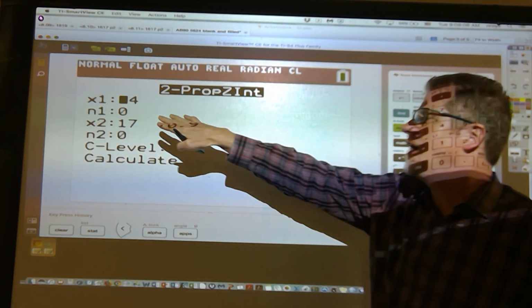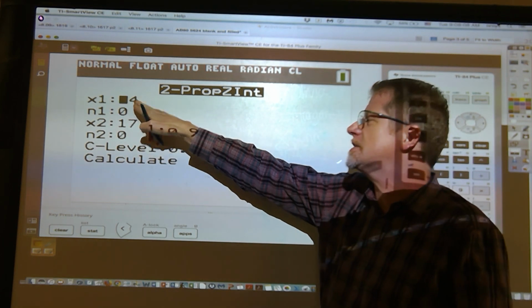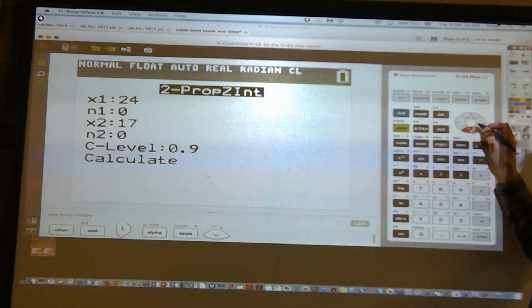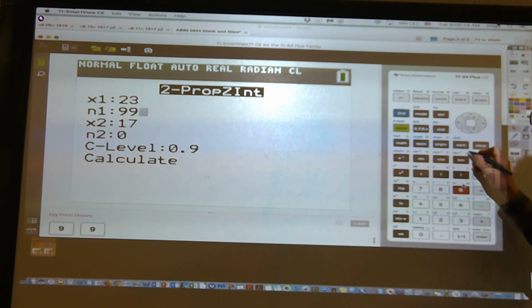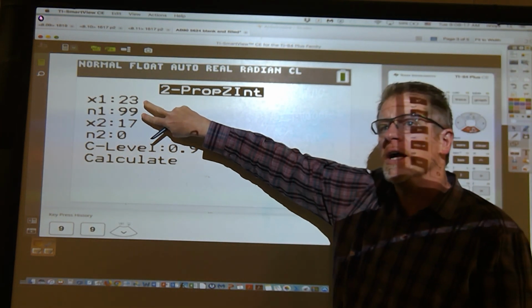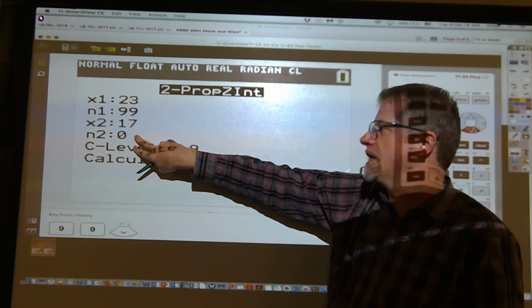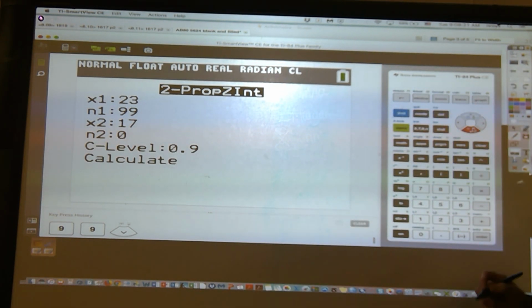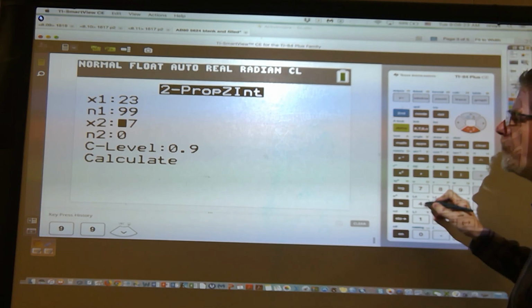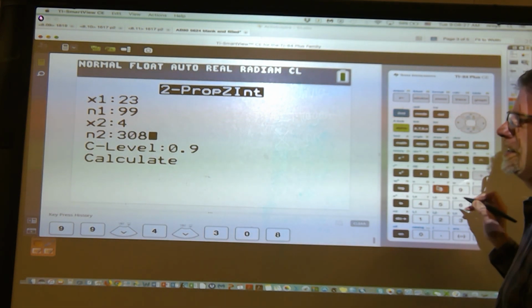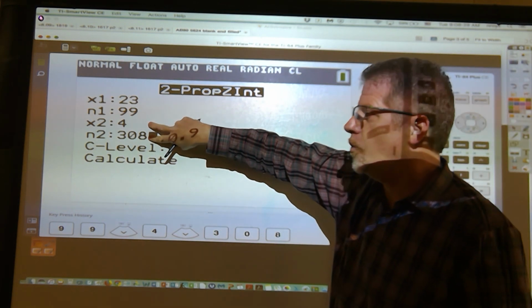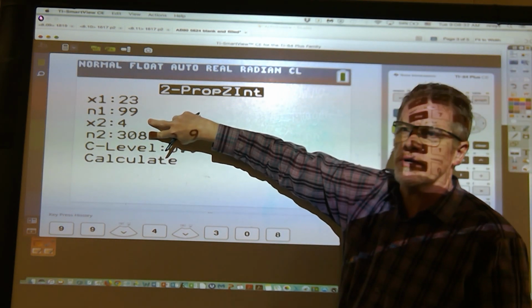So suppose we have a sample of Americans, and suppose that 23 out of 99 Americans want to see Donald Trump reelected, and suppose that 4 out of 308 Mexicans want to see Donald Trump reelected.